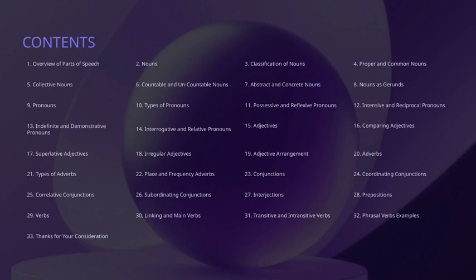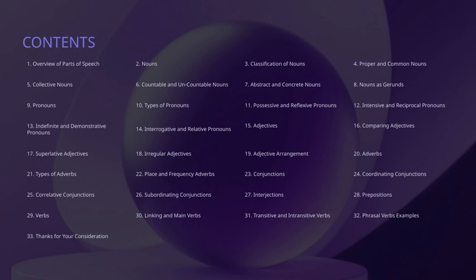Next, we'll examine adjectives, including superlative and comparing adjectives, and how they describe or modify nouns. We'll also look at adverbs, their types, and how they add detail to verbs, adjectives, and other adverbs, including place and frequency adverbs. Further, we'll delve into conjunctions, coordinating, subordinating, and correlative, to understand how they connect parts of sentences, along with prepositions that show relationships between words.